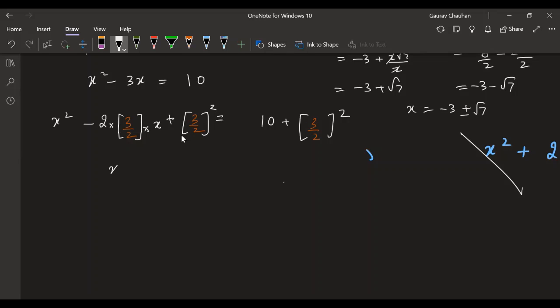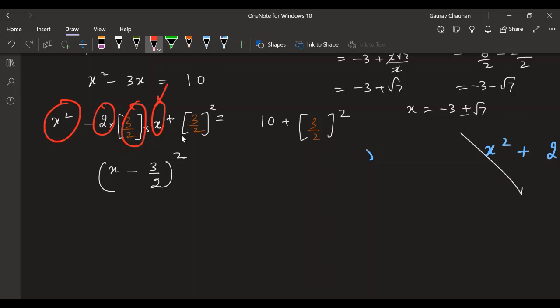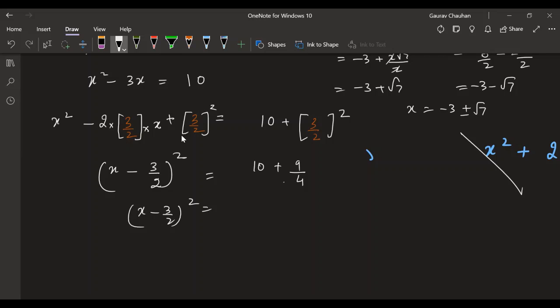But let's see. So here we have x minus 3/2 whole square. Everyone okay with that? a, 2ab. Okay. So b is 3/2. a minus b whole square. Okay with that? Yeah. x minus 3/2 whole square is equal to 10 plus 9/4. Can I say that? x minus 3/2 whole square is equal to, here we got 40 plus 9, 49/4.